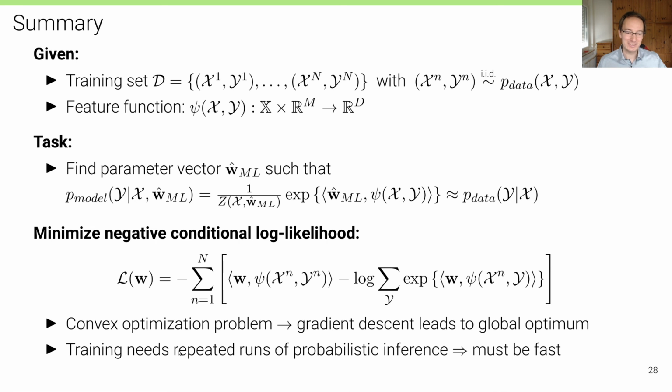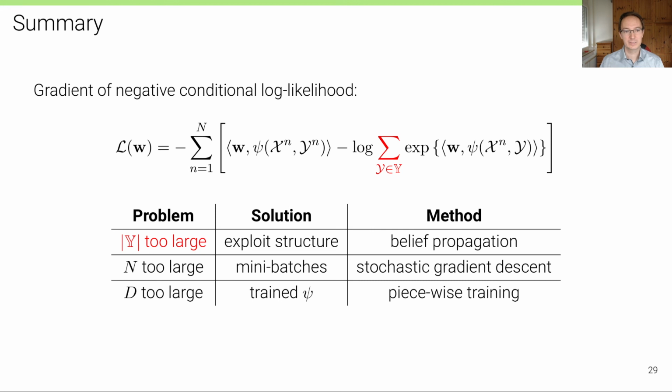We've also seen that training needs repeated runs of probabilistic inference. Therefore, this inference must be fast because we have to do it at every iteration of the gradient descent algorithm. And we have also seen how we can make it fast. For example, how we can solve the problem of this exponentially large state space that we have to sum over by exploiting the structure of the problem using graphical models and, for example, using belief propagation for computing marginal distributions. We have seen that we can overcome the problem of very large data sets by exploiting mini batches and stochastic gradient descent, and that very large features can be overcome by piecewise training.